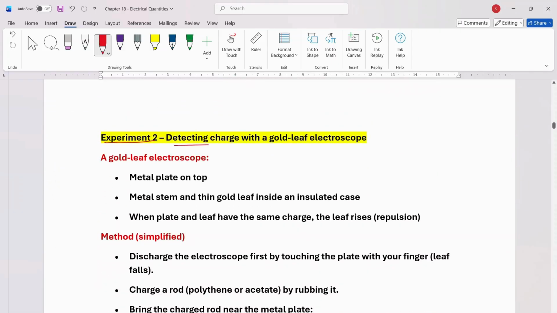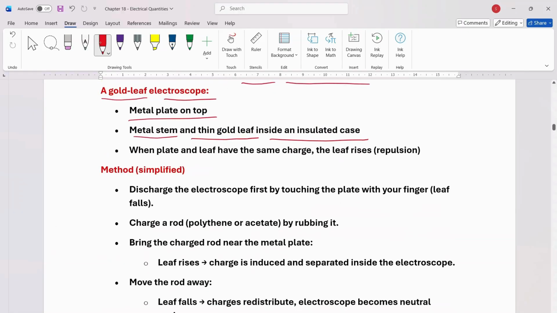Another experiment: detecting charge with a gold leaf electroscope. A gold leaf electroscope has a metal plate on top, a metal stem and a thin gold leaf inside an insulated case. When the plate and leaf have the same charge, the leaf rises. Repulsion. Method simplified: discharge the electroscope first by touching the plate with your finger.